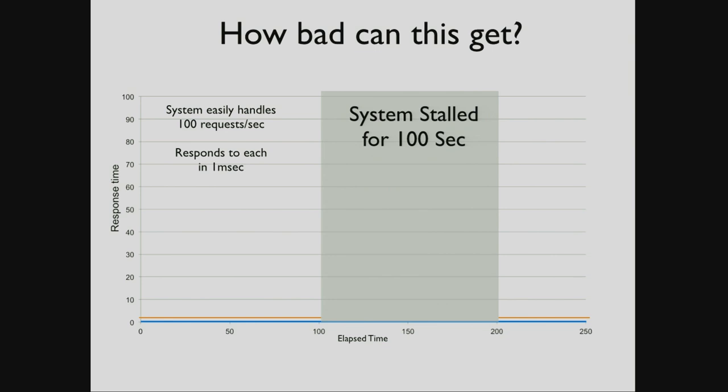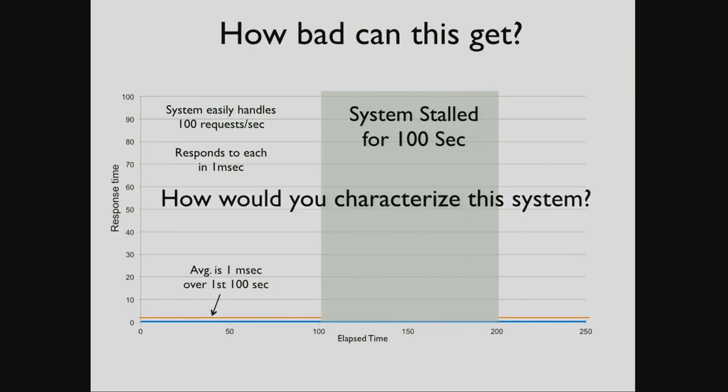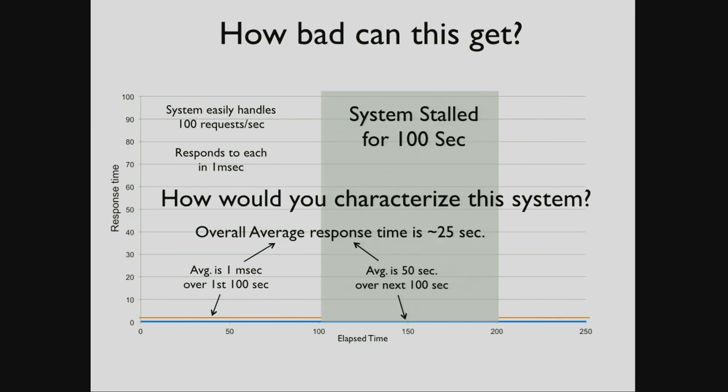Now, let's describe this not with measurements, but as people. What can we say about this system? On the left side, it's pretty clear that the average is 1 millisecond for the first 100 seconds. That's the definition of the system. On the right side, the average is 50 seconds. Why 50? Because depending on when I come in here, I'll get somewhere between 100 and 0. On the average, it'll be 50. The overall average will be 25 seconds if I randomly pick a spot in this 200-second thing and repeat and repeat and repeat.